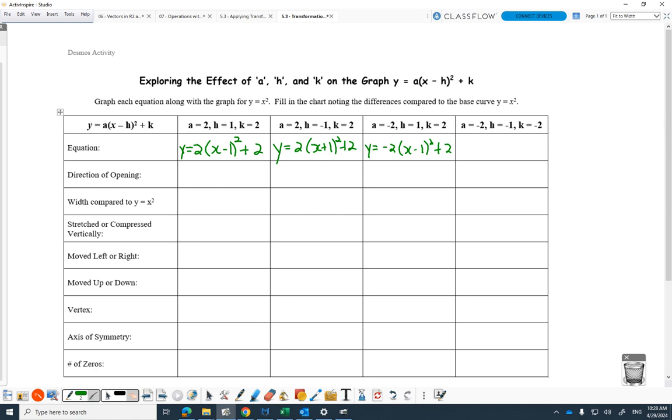The last one, yes, negative 2 out front. But now, change the h inside. So that's now a plus 1. And then minus 2 afterwards. Ooh, that one changes 2 at once. But hopefully that doesn't mess you up.